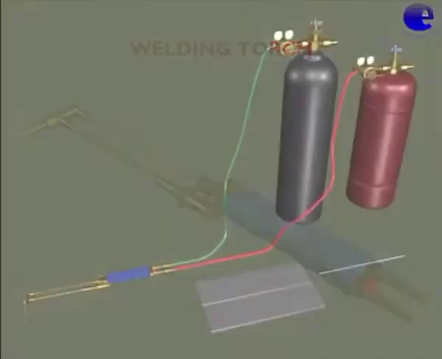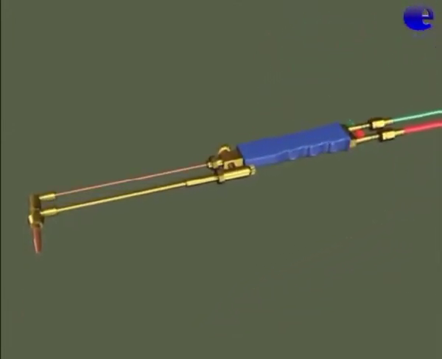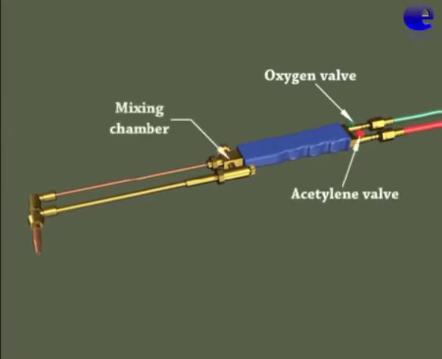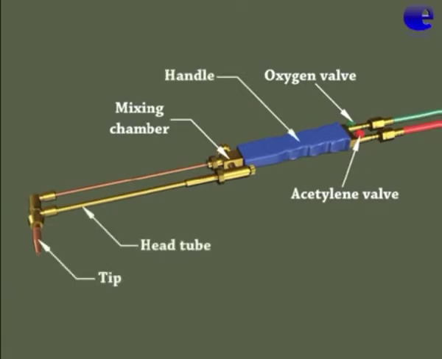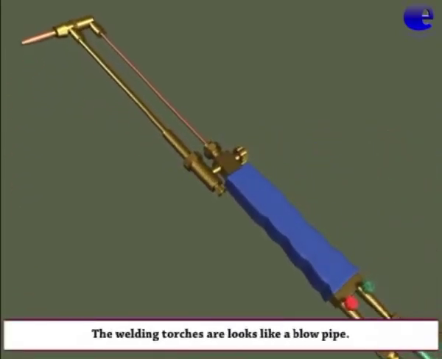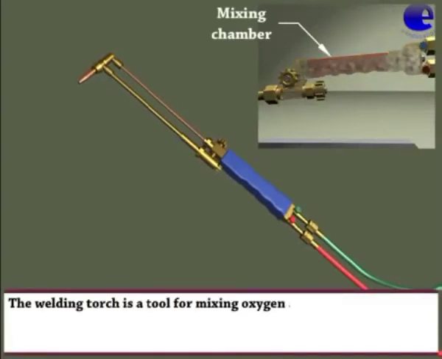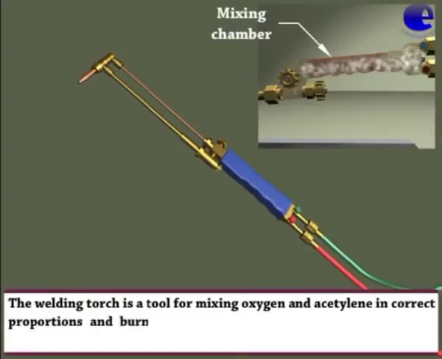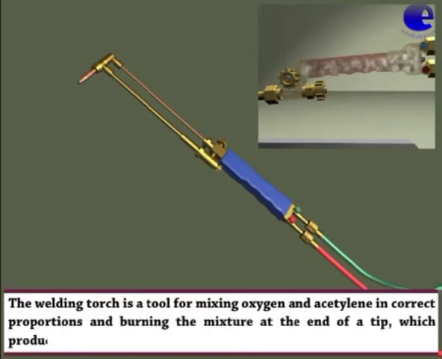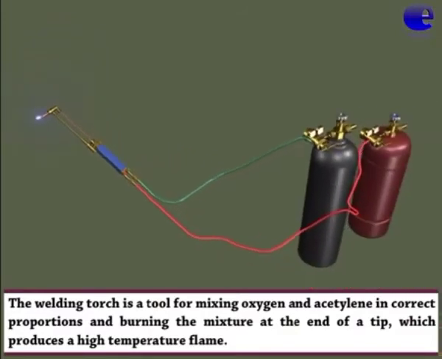Welding torch. The parts of welding torch are as follows: oxygen valve, acetylene valve, mixing chamber, handle, head tube and tip. What is welding torch? The welding torch looks like a blowpipe. The welding torch is a tool for mixing oxygen and acetylene in correct proportions and burning the mixture at the end of a tip, which produces a high temperature flame.